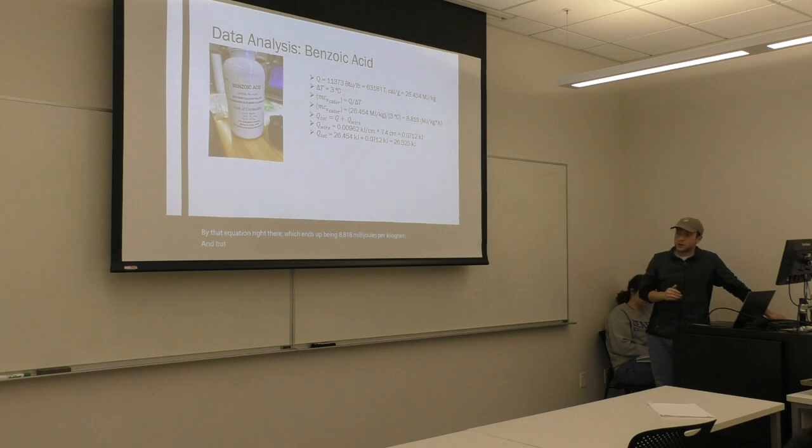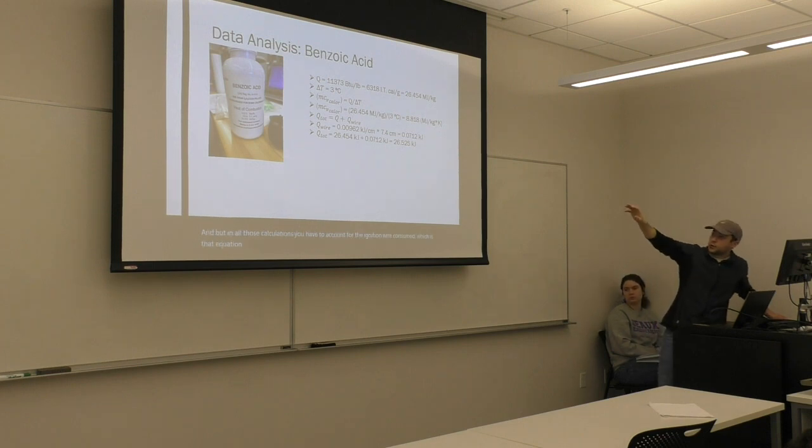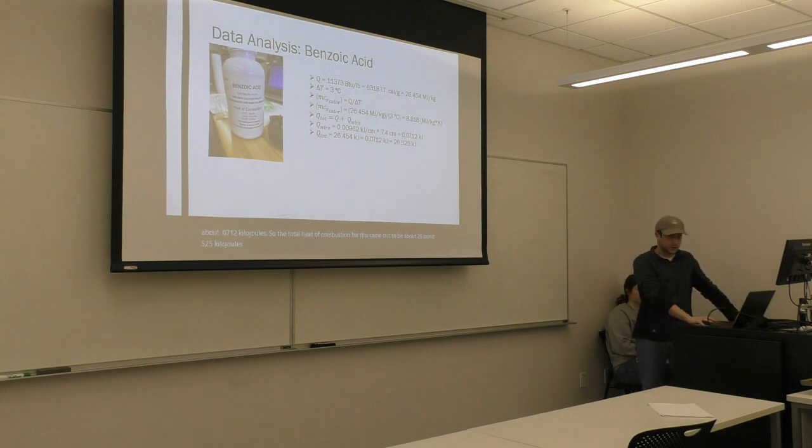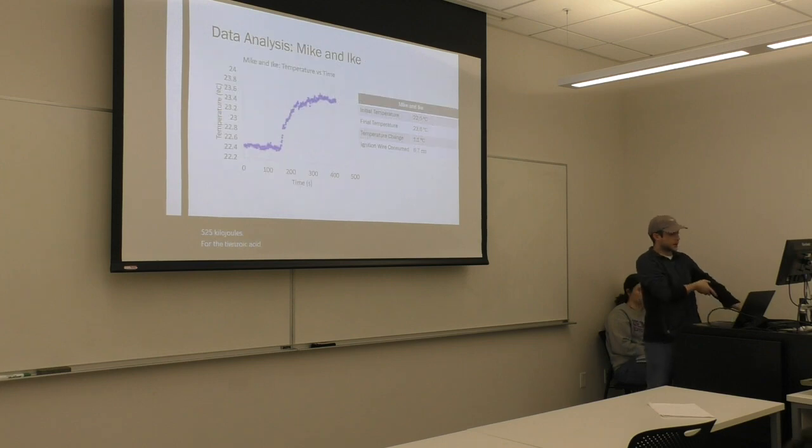But in all those calculations, you have to account for the ignition wire consumed, which is that equation down there, Q total. The total combustion heat was equal to the heat of combustion from the acid and from the wire itself, with the wire heat of combustion being about 0.0712 kilojoules. So the total heat of combustion for this came out to be about 26.525 kilojoules for the benzoic acid.